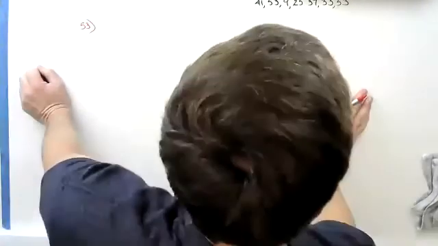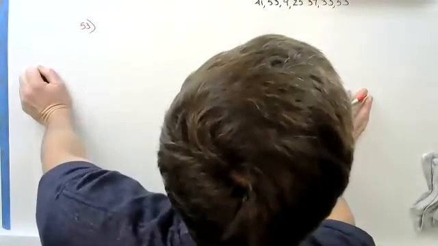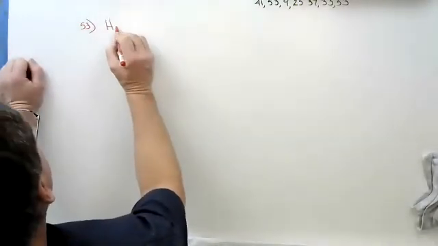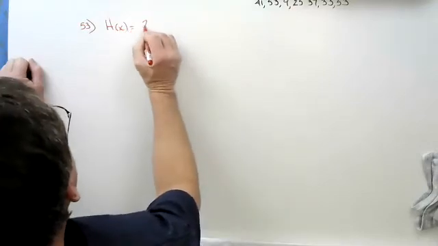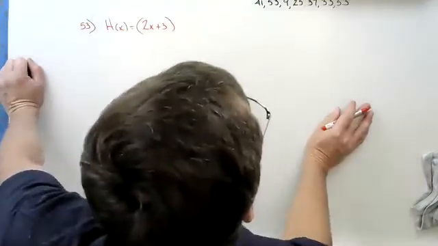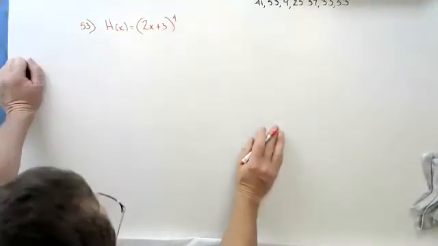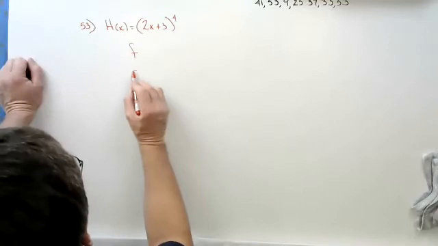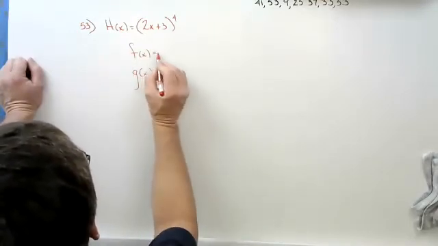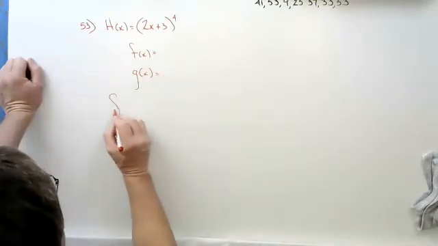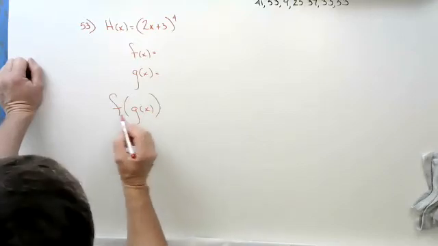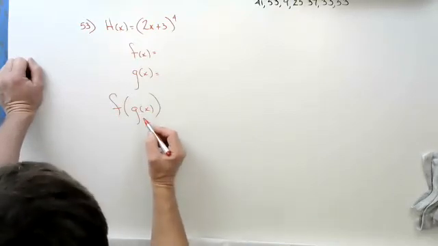So 53 says, find 2 functions that go together to make our function. So we have capital H of x is 2x plus 3 to the 4th power. And it says to find me 2 functions, f and g. And they want it so that g I do first, f I do second, because g is on the inside.